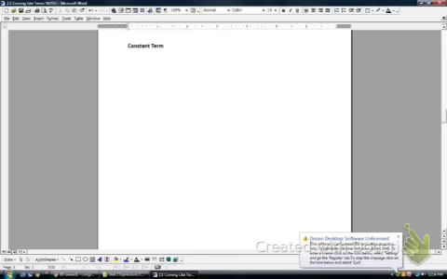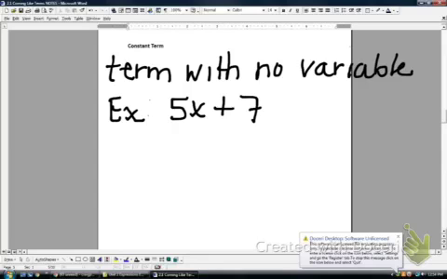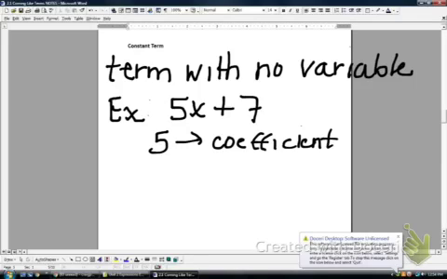Our last vocabulary word is constant term. We usually don't say constant term, we just say constant. And a constant is a term with no variable. So in this example, we have 5x plus 7. 5 is the coefficient. It's attached to the variable, it's being multiplied by the variable, and 7 is our constant.